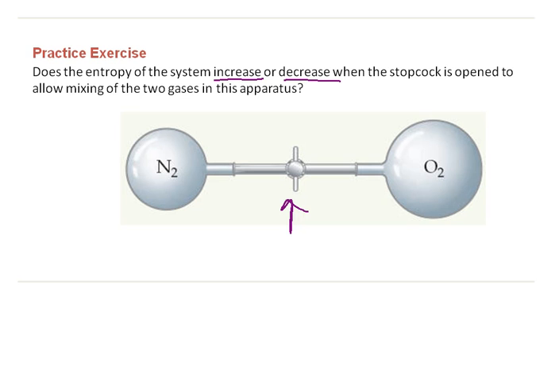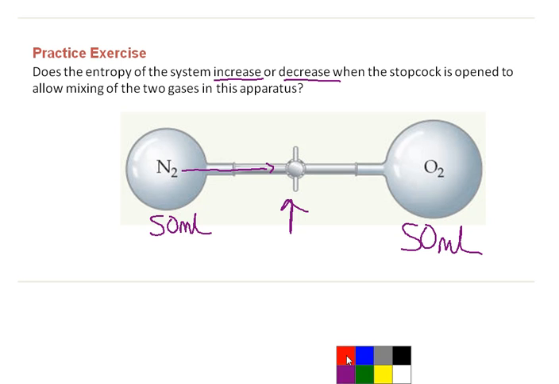Okay, so we're going to open the stopcock, and what they want to know is entropy going to increase or decrease when these mix? So what's going to happen when we open the stopcock? Well, N2 is going to flow this way. So let's say that this is like, let's say this is 50 milliliters. And let's say this is 50 milliliters, although they look like they're different sizes to me, but that's okay. So you've got N2 in one side, and you've got O2 in the other side.